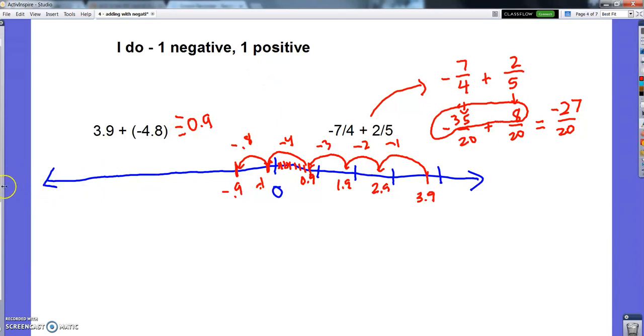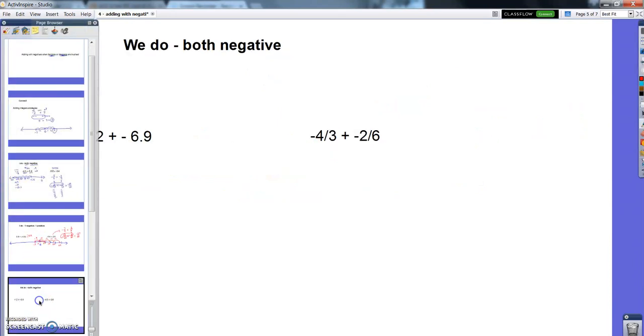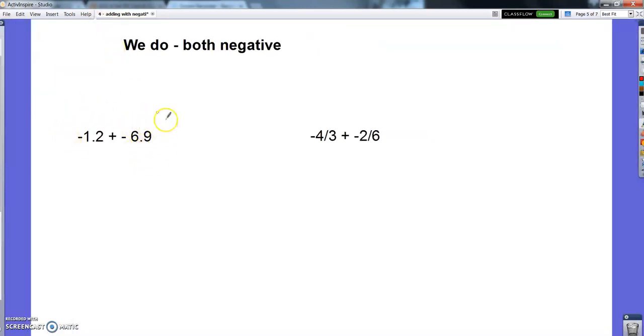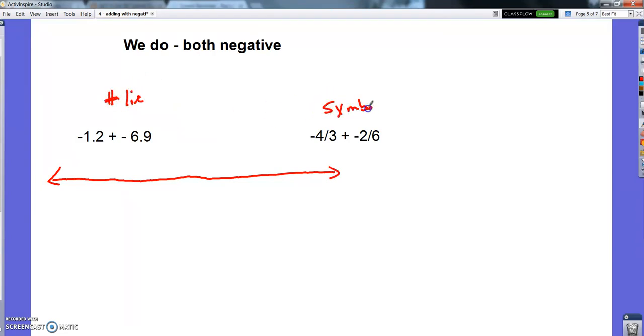Open your math notebook. Let's do some together. So let's start with the both negative. I think that's a little bit easier situation here because you don't have to cross 0. I like the number line for decimals, and I like the symbols for fractions. I'm not going to say you have to do it that way, but that's how I'm going to show you here. All right, so start, move, end.